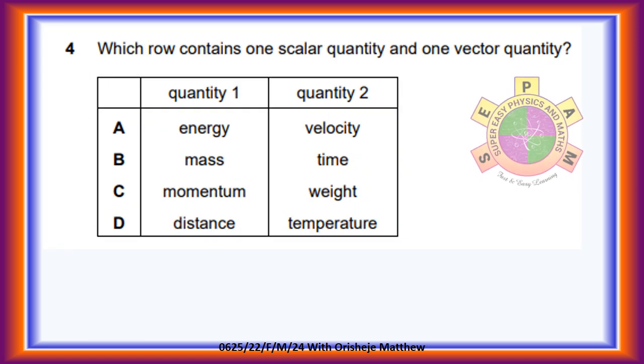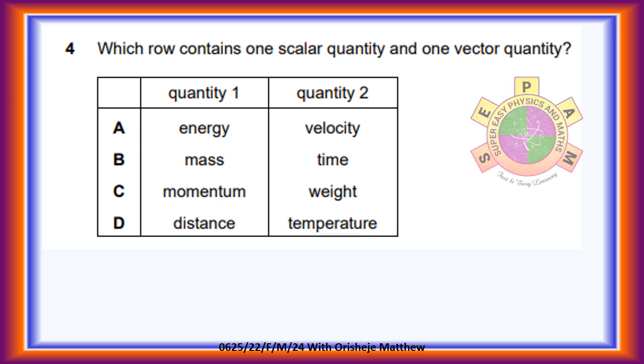Question 4. Which row contains 1 scalar quantity and 1 vector quantity? Option A, energy and velocity. Option B, mass and time. Option C, momentum and weight. Option D, distance and temperature.